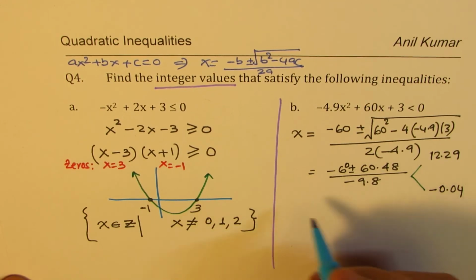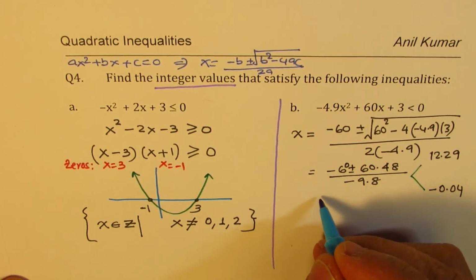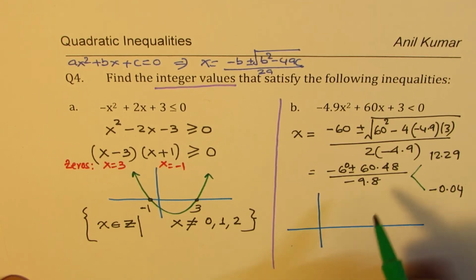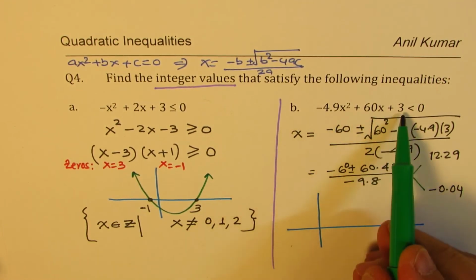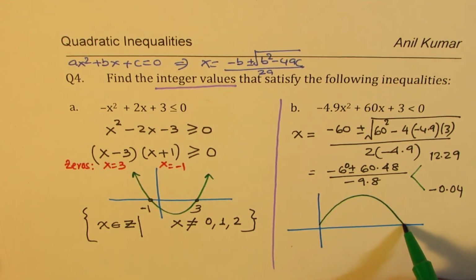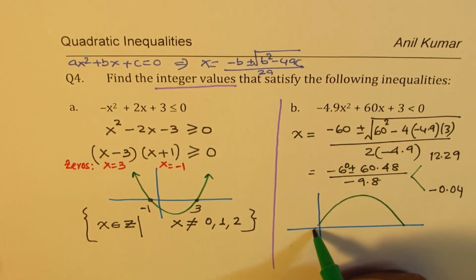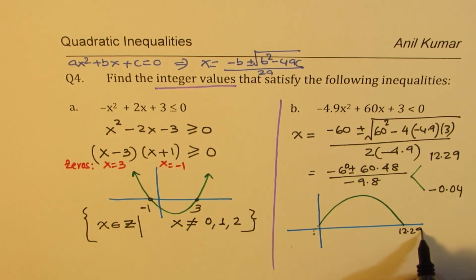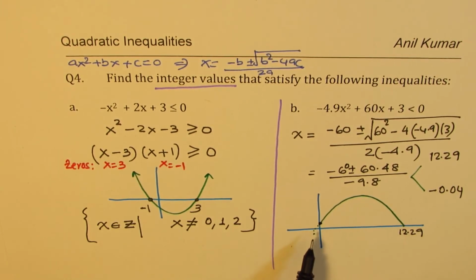So basically, if you sketch it, what do you get? Now, in this particular case, if you sketch it, you will get something like this. At 0, it is 3, right? So it's kind of going something like this. And this negative means this place. So we are looking for integer values. This point is 12.29. So what are the solutions? Solutions should include 0 also, correct?